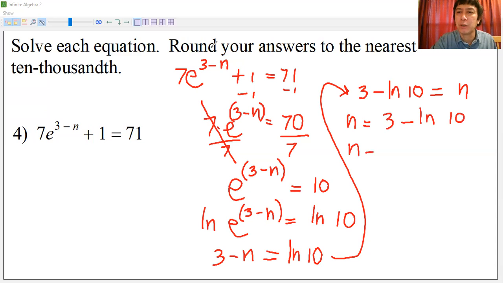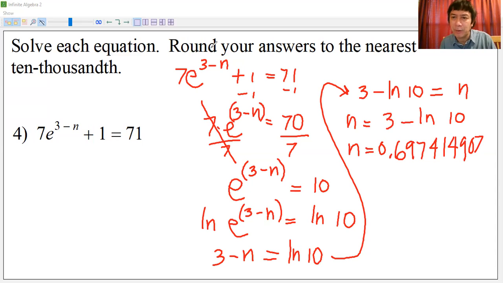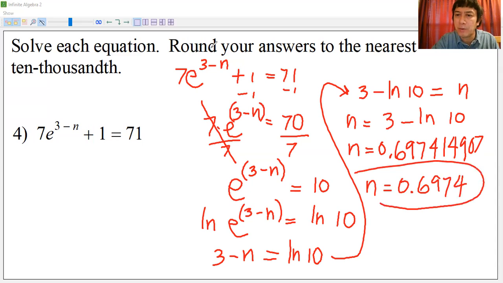And we shall now use the calculator to get the answer. It's 3 minus the value ln 10. Just make sure you know how to use your scientific calculator. This is now 3 minus ln of 10. The answer is 0.697414907. We'll have to round our answer to the nearest 10,000th. This will be 0.6974. That's our rounded answer.